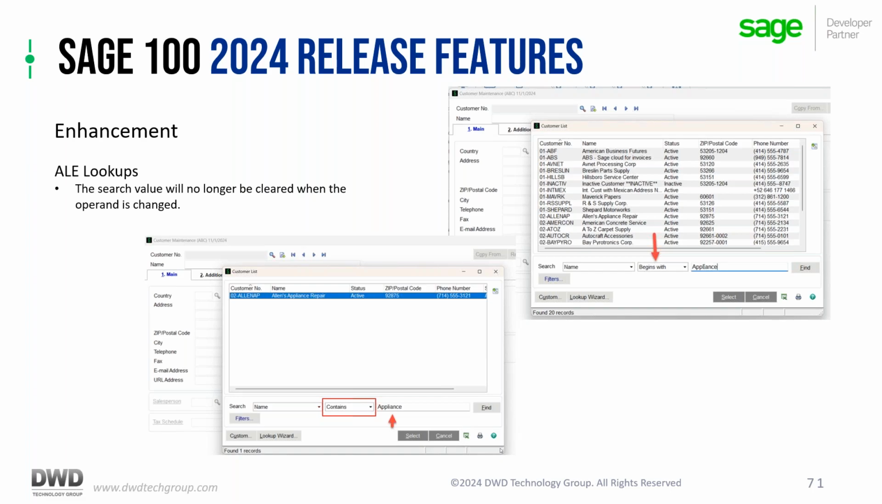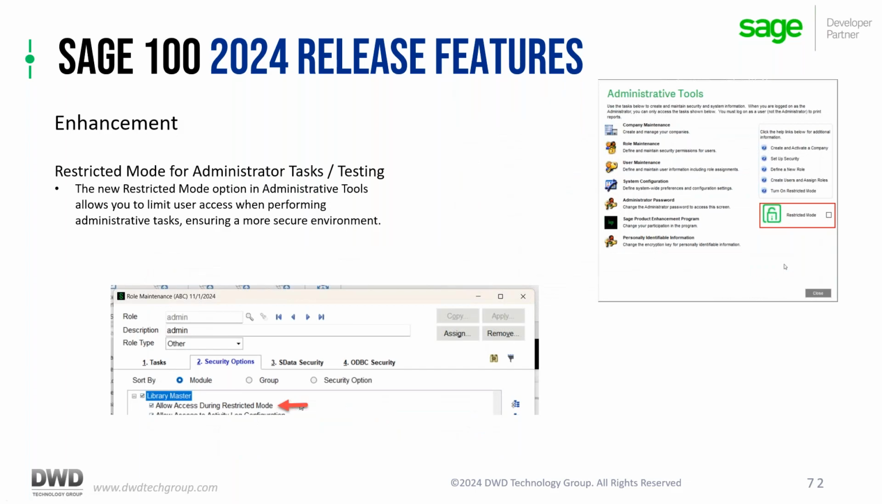ALE lookups. This was a small user experience thing that I loved. If you ever go in and use these lookups, which all of us do, and you change the search criteria here, it always deleted the word that was there and you had to retype it. That was annoying. I think this was a 90 Minds thing. Now, in 2024, when you change this, it doesn't delete the word you have there. So, little thing, but a nice little thing that they've picked up on.